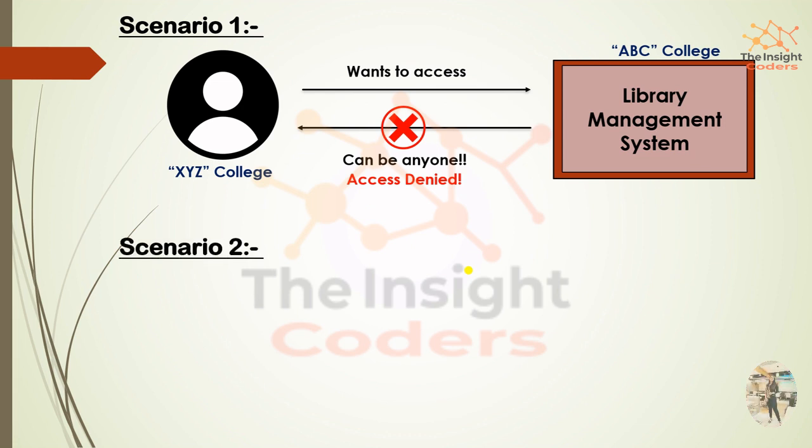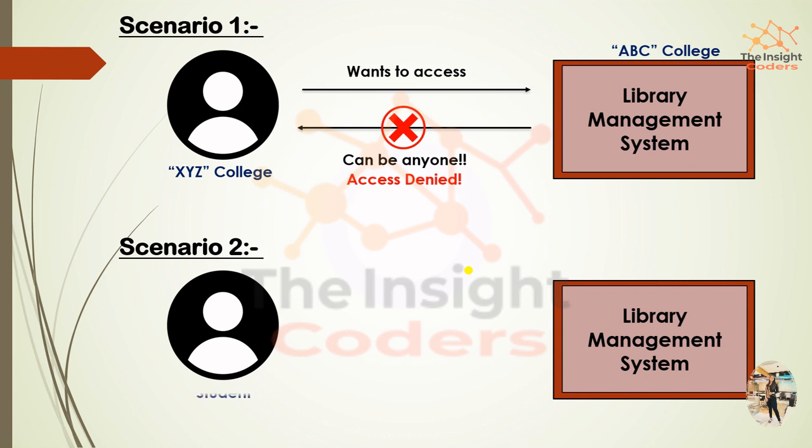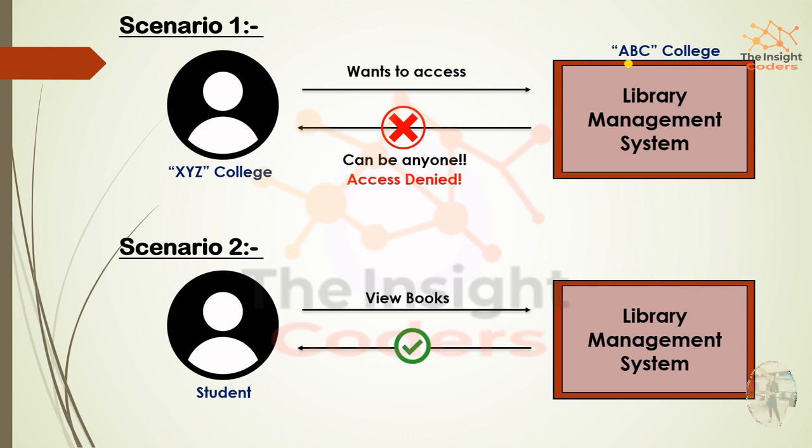Let's take a second scenario now. Here we have a user who is a student of the same college, ABC College, and this student wants to view the books. The request the person is asking for is to view books, and you can see he is a user of the same college. That means he can definitely access the resources. Since he is a correct user, we have provided him the resources he was asking for.